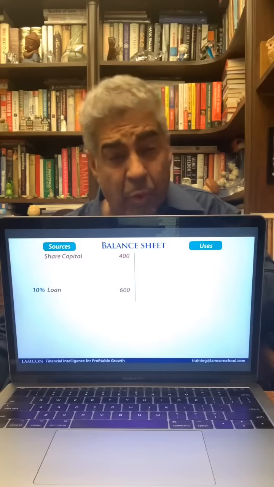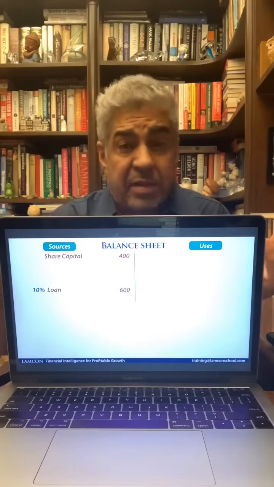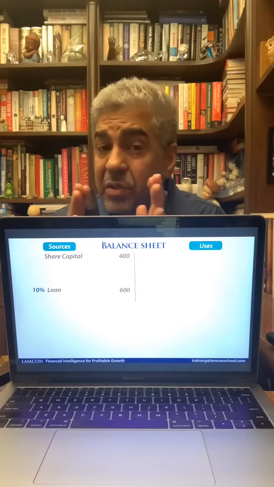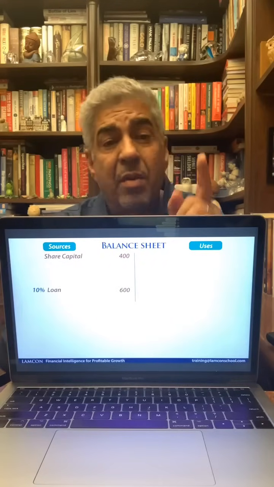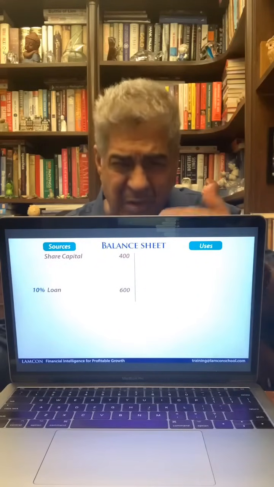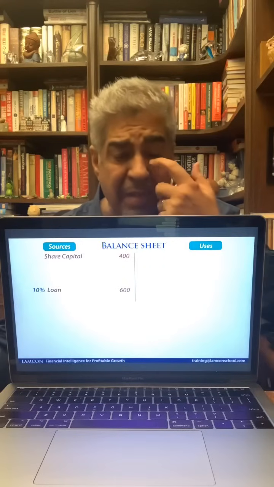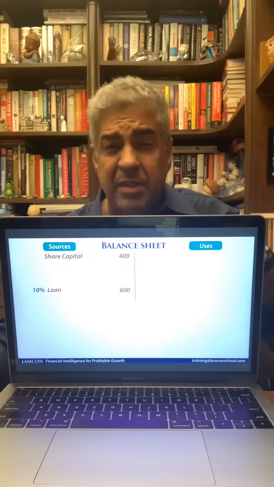Folks, since both are in the nature of borrowings, one a borrowing from the owner, the other a borrowing from an outsider, both appear on the liability side of a balance sheet. Very often non-finance people get a little confused. Why is capital shown as a liability? The answer is because so far as the business is concerned, it's a loan.